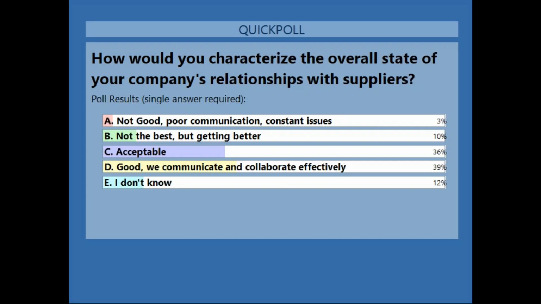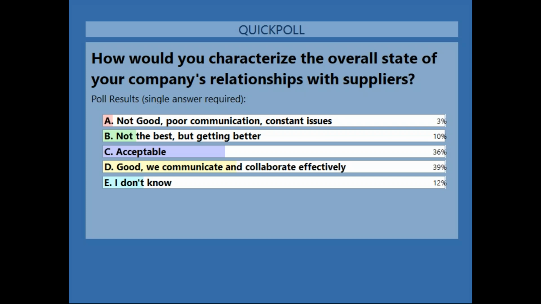I am glad to see that we have 13% of you in the not the best but getting better or not good communication category. I promise you, anyone that said not good, I'm not going to tell on you. So our information at the respondent level is going to be confidential to us. 36% is acceptable. I'm pleasantly surprised to see 39% of you say good.